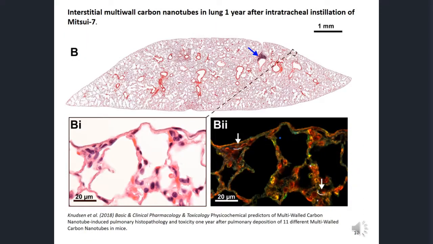This example is from a study where mice were exposed to multi-wall carbon nanotubes, Mitsui 7. And then 1 year later, we actually thought that all the carbon nanotubes had been cleared from the lungs because we couldn't see any in bright field. But when we then took the samples to the enhanced dark field microscope, we found that actually there were single carbon nanotubes hiding in the lung tissue, spread all over the lung.